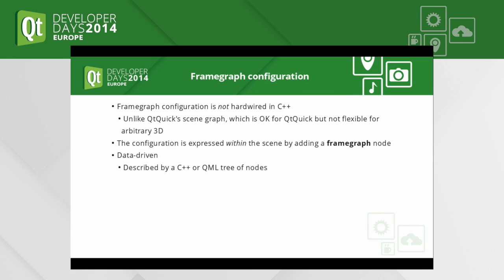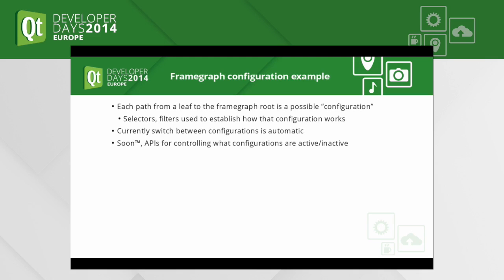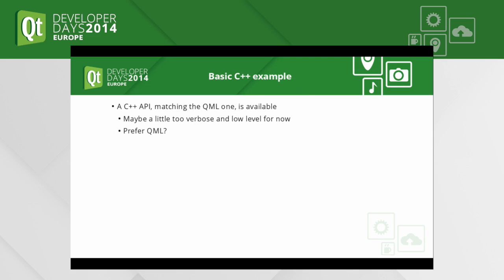Now we're getting near the end. I need to show you the important thing, which is that we can do this in C++. We can define materials, effects and techniques in QML and C++ to get the effect you want. And there's some selection stuff to decide what technique is used and which passes are used. If you care about the details of that, go to the following talk.